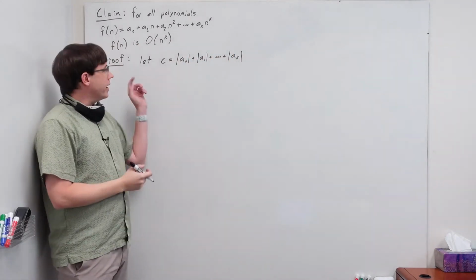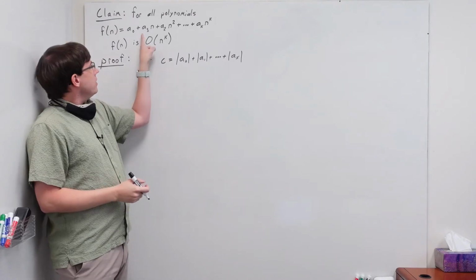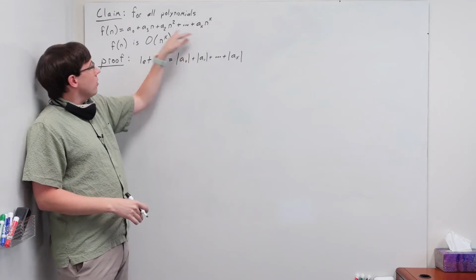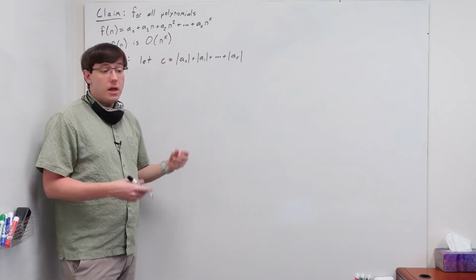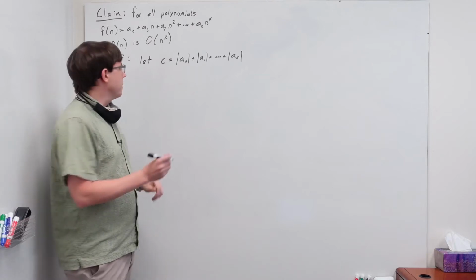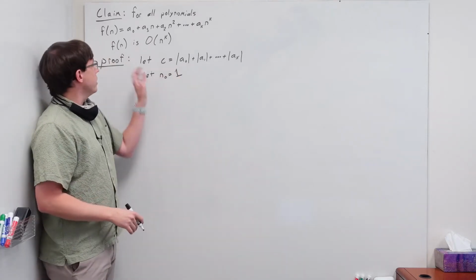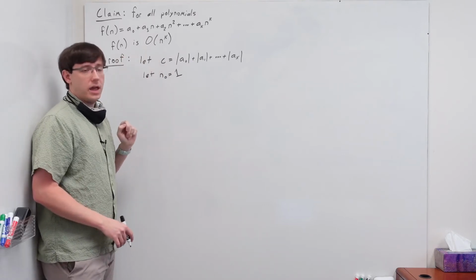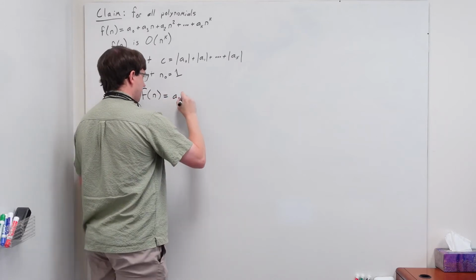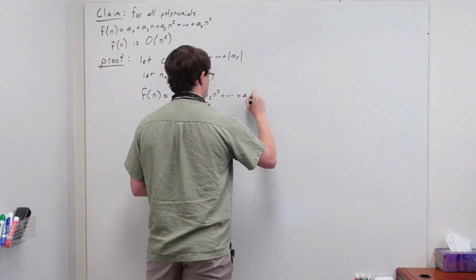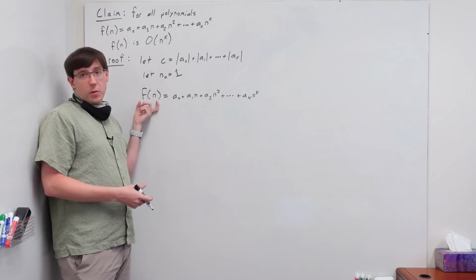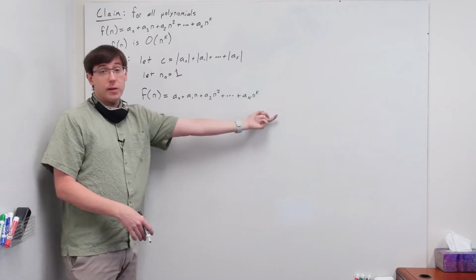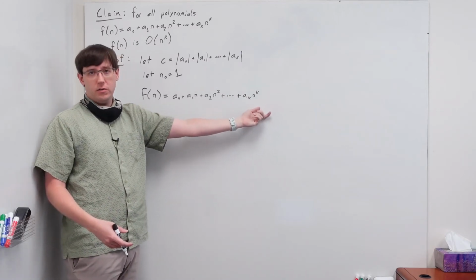We'll pick as our constant c the sum of the absolute values of all of our coefficients. And we can just let n0 be 1. And so now we want to compare f against c times n to the k. So starting from our polynomial, we could make the output no smaller by taking the absolute value of all of the coefficients.